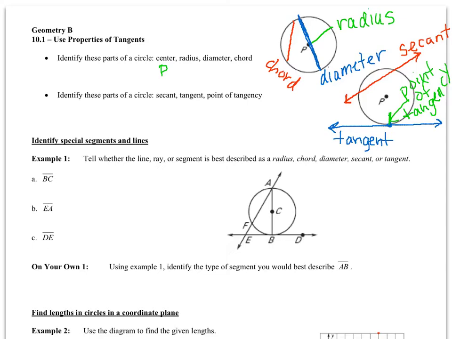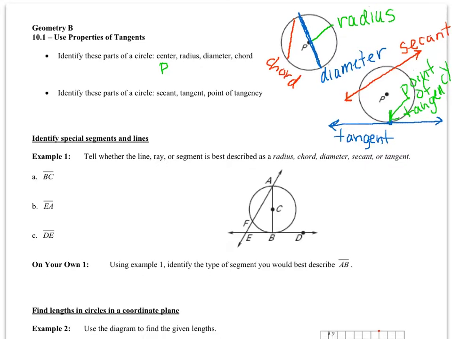So the example here says identify special segments and lines. First it says tell whether the line, ray, or segment is best described as a radius, chord, diameter, secant, or tangent. And we'll first start with segment BC. Segment BC is right here, and it touches the middle of our circle, and it goes just to the outside. So segment BC, we would call that a radius.